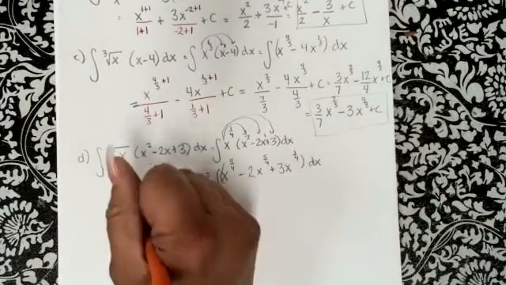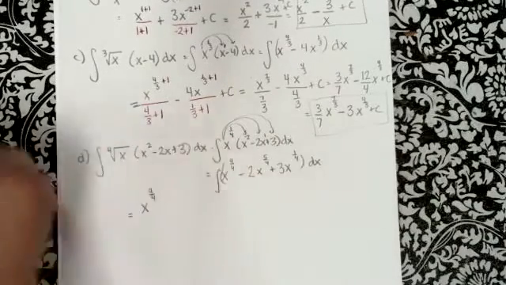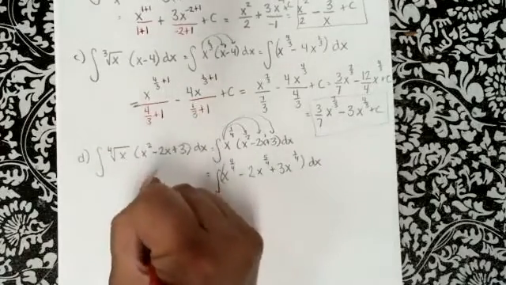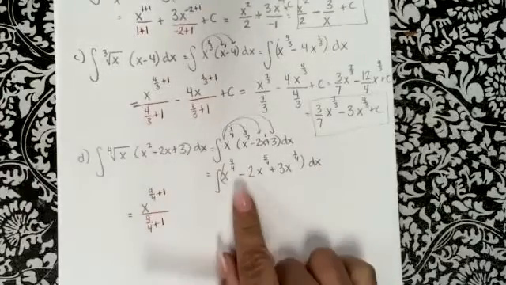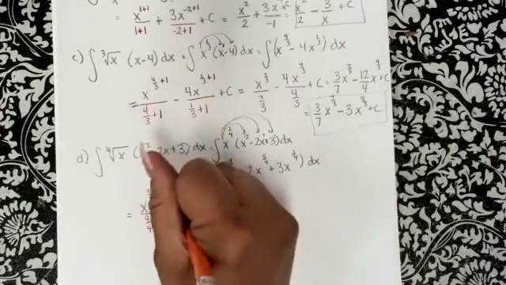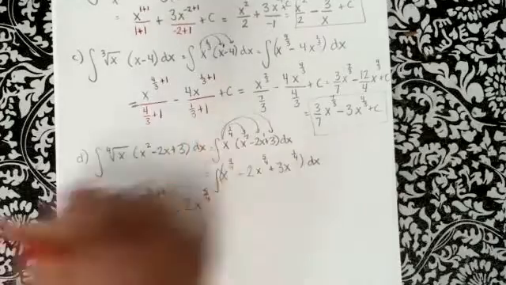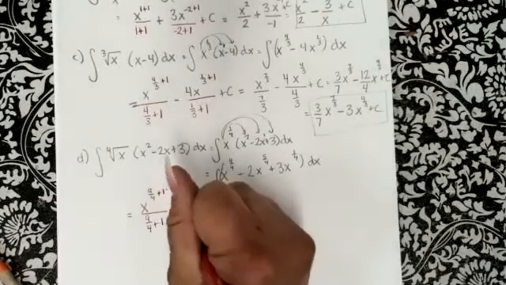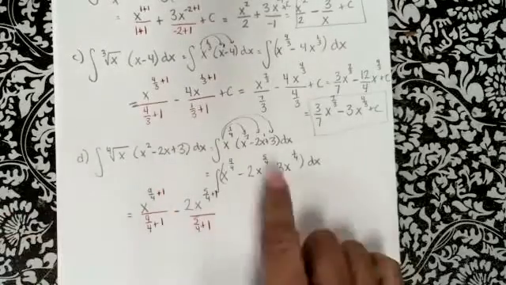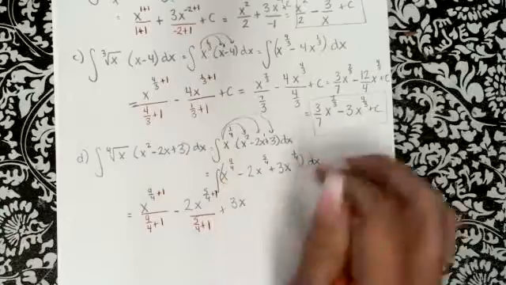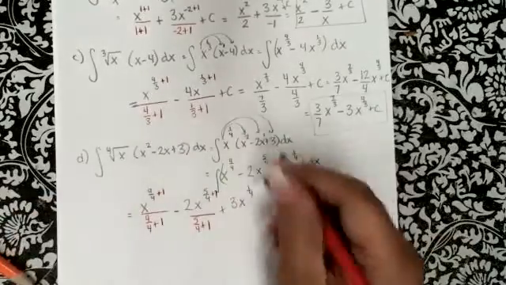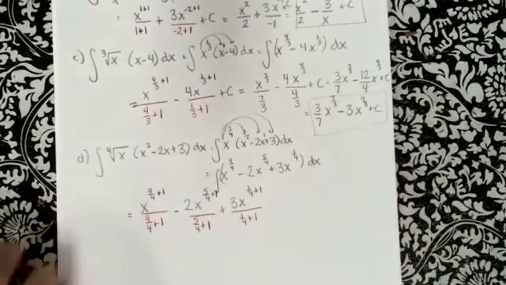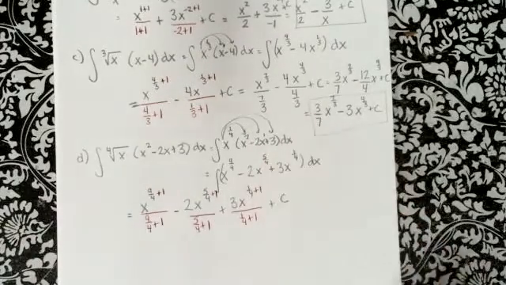So I'm going to write x raised to 9/4. I'm going to add 1 to the exponent, and whatever the exponent is, I'm going to divide by it. Minus 2x to the 5/4. And whatever the exponent is, I'm going to add 1. So that's 5/4 plus 1, plus 3 x to the 1/4. I'm going to add 1, so that's 1/4 plus 1. And I cannot forget the plus c.